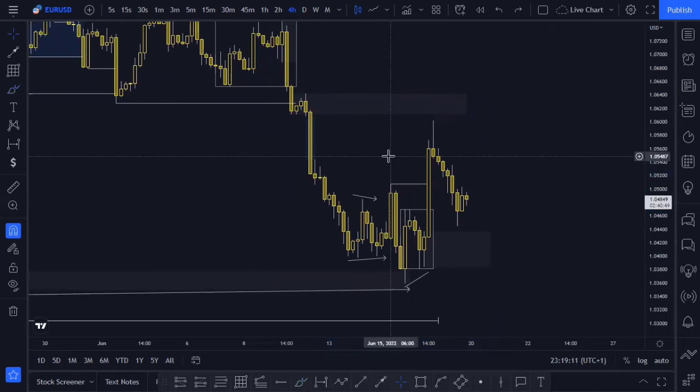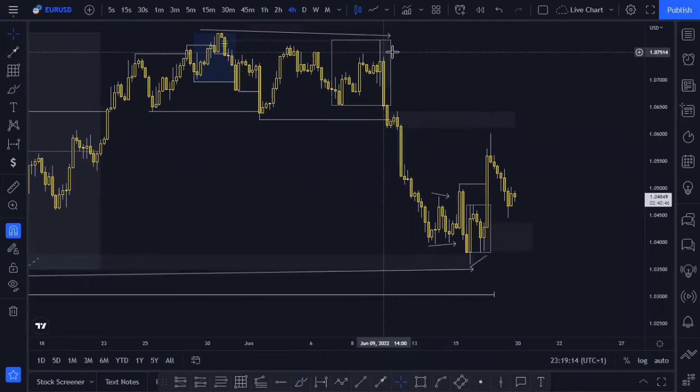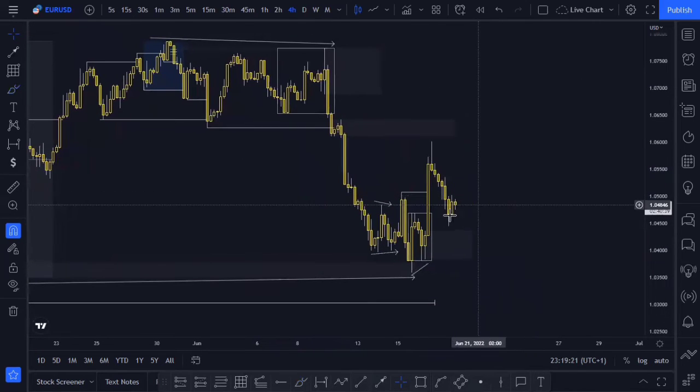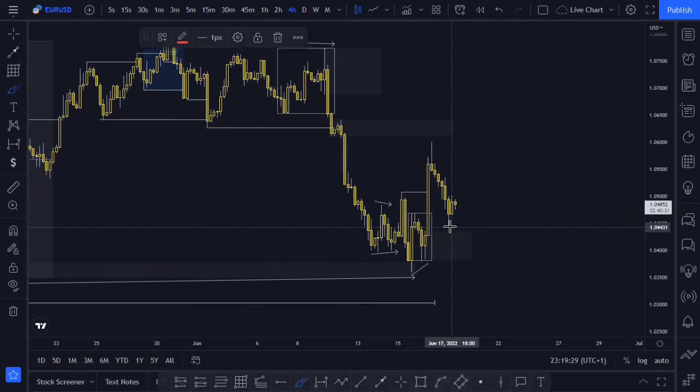So from this zone, we can maybe take longs to mitigate one of these. The only time we can confidently take sells from any of these zones is when we get a 4-hour shift in order flow, for example when price breaks this low. Because the 4-hour order flow is bullish, we need a 4-hour shift in order flow to get involved in the shorts.